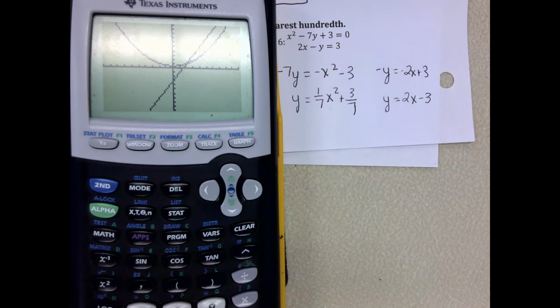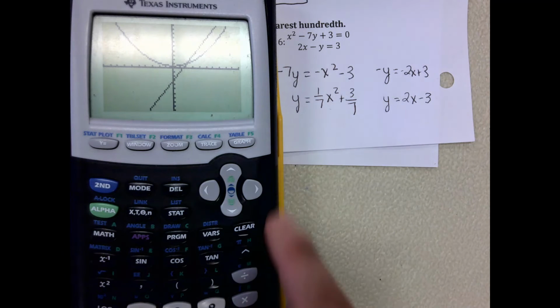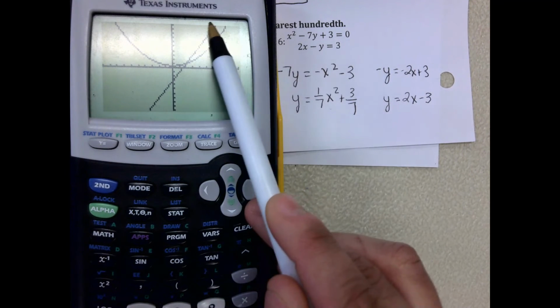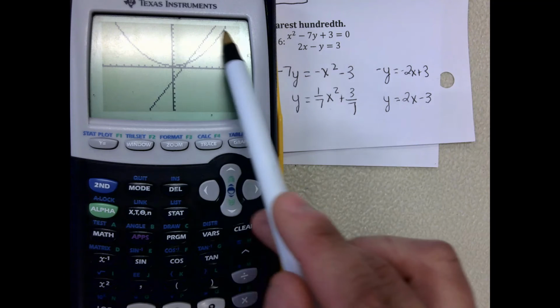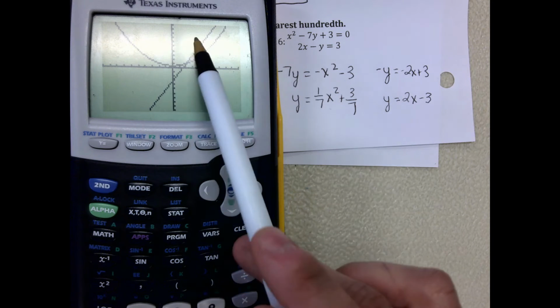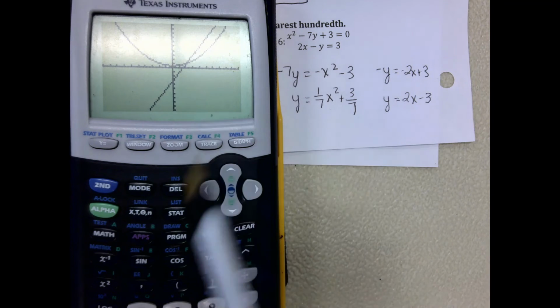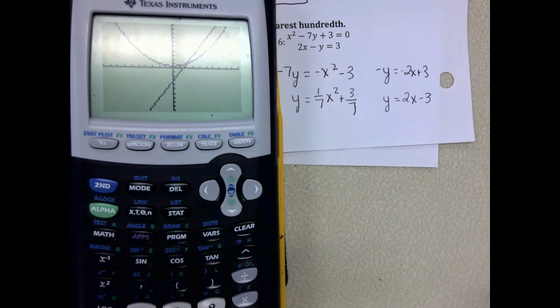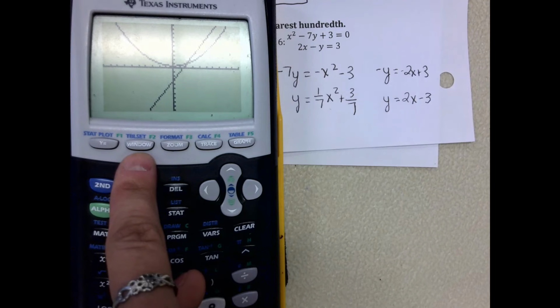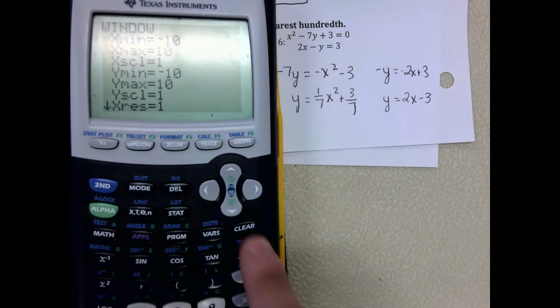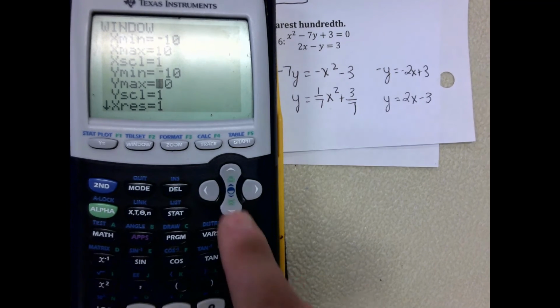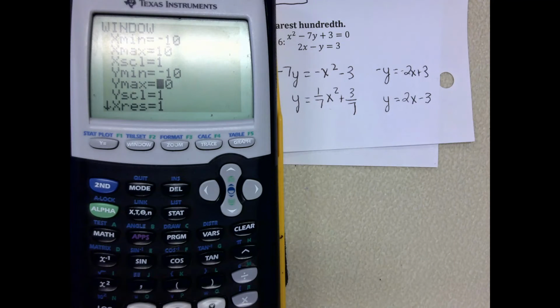So this is where we have to change our window, and sometimes when you're changing it, it's a guess and check type of thing. Here I notice that my intersection is going to be in the upper y values, the max area. So I actually have to take my y max and change it to a bigger number. So let me go ahead and do that. I'm going to go to my window. So you press window, and then I go to y max. Y max means you want anything above the x-axis. So I'm going to change this to a 20.